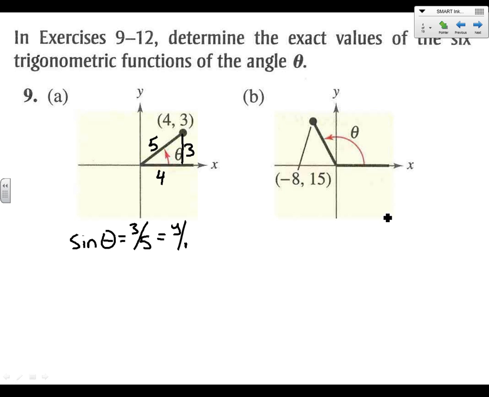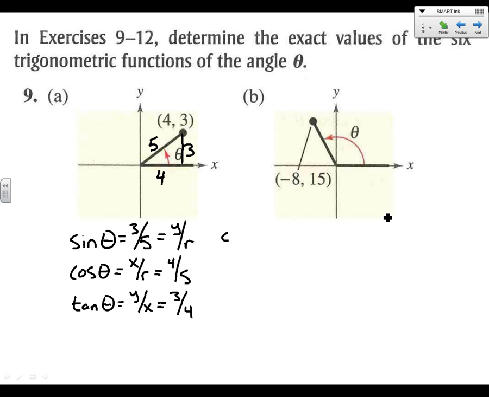I'm going to write these in just so we can see them. Cosine theta equals x over r, so 4/5. Tangent theta equals y over x. So in this case, our y is 3, our x is 4. Let's go ahead and do the reciprocals.